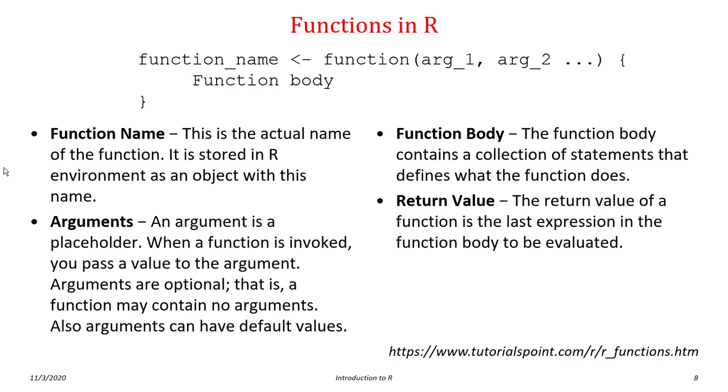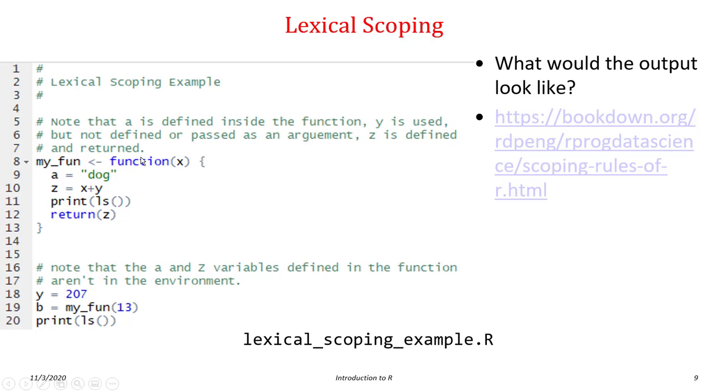So we'll see functions used as we continue looking at code. One other thing I wanted to mention before we go forward is something called lexical scoping, and this has to do with visibility of variables. We have a lexical scoping example in R, where we define a function, and then we call that function.